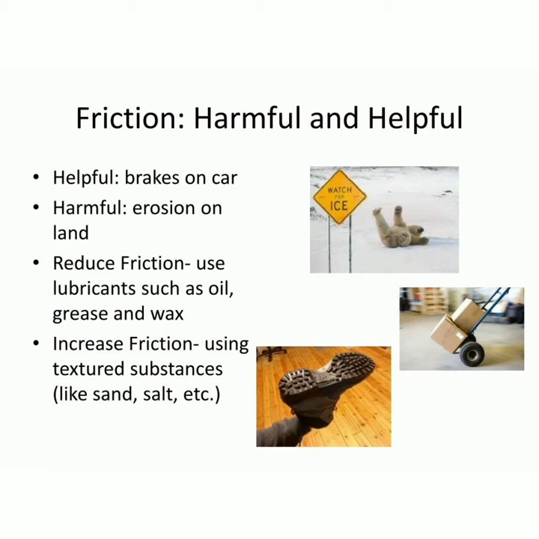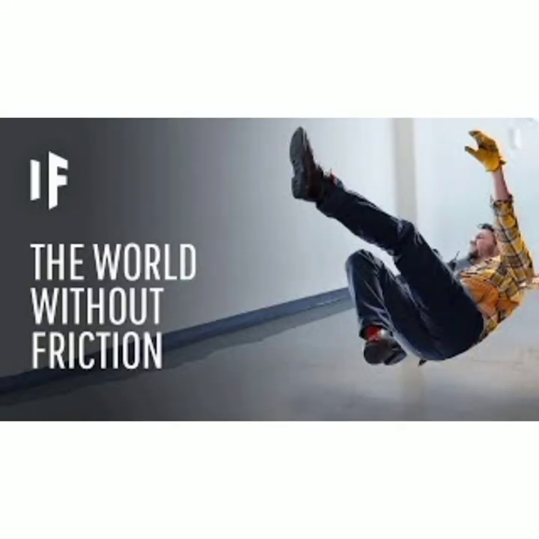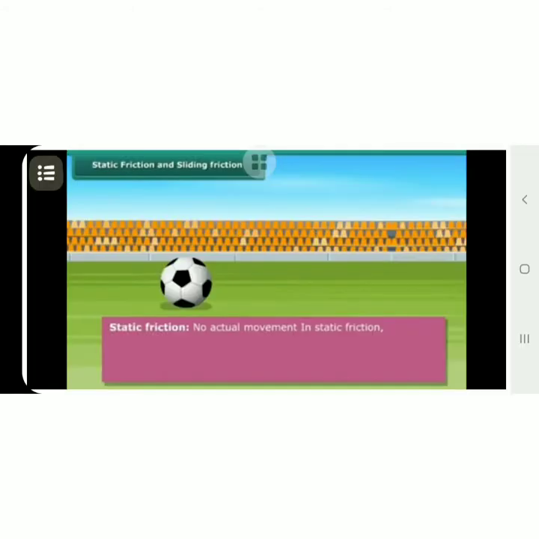So how is it helpful? Brakes on a car: when you apply the brake to avoid accidents, friction is very helpful. And it is also harmful, because without friction we cannot assume life. We cannot even walk, and all the parts of the machine will be worn out. These are the harmful effects of friction.